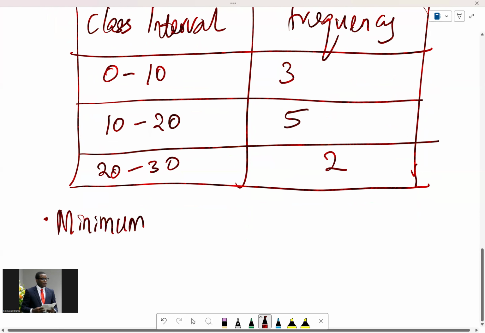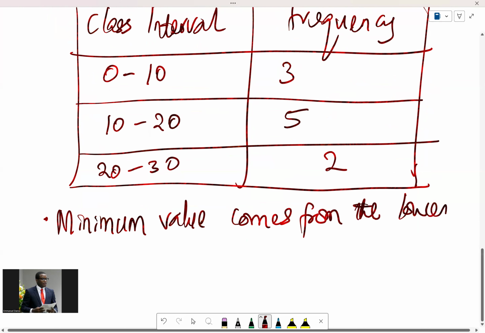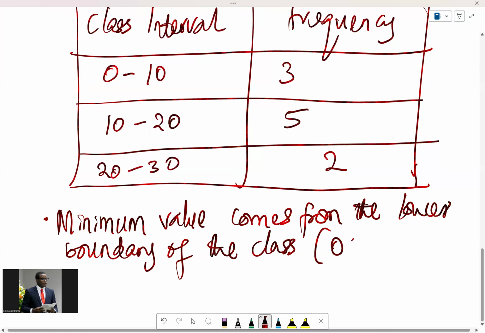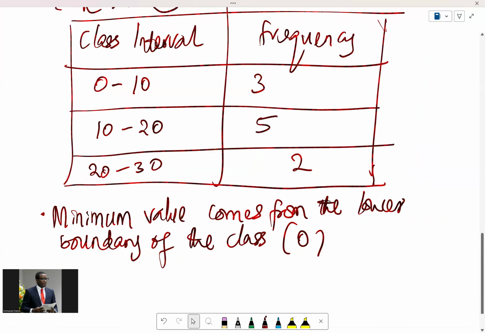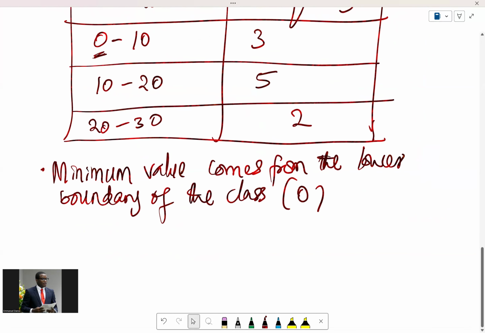The minimum value comes from the lower boundary of the first class, and that is actually 0. So if you look at the first class here, 0 to 10, the lowest value there is 0. So the minimum value is 0.